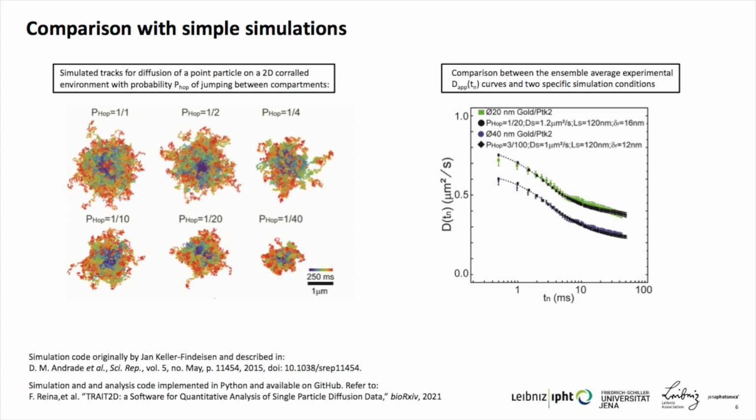In order to validate our findings, we compared our experimental data with relevant simulations. We simulated the diffusion of a point-like particle on a corralled environment where the particle has a probability p-hop of jumping across compartments, thereby generating something similar to the compartmentalized diffusion we observed.